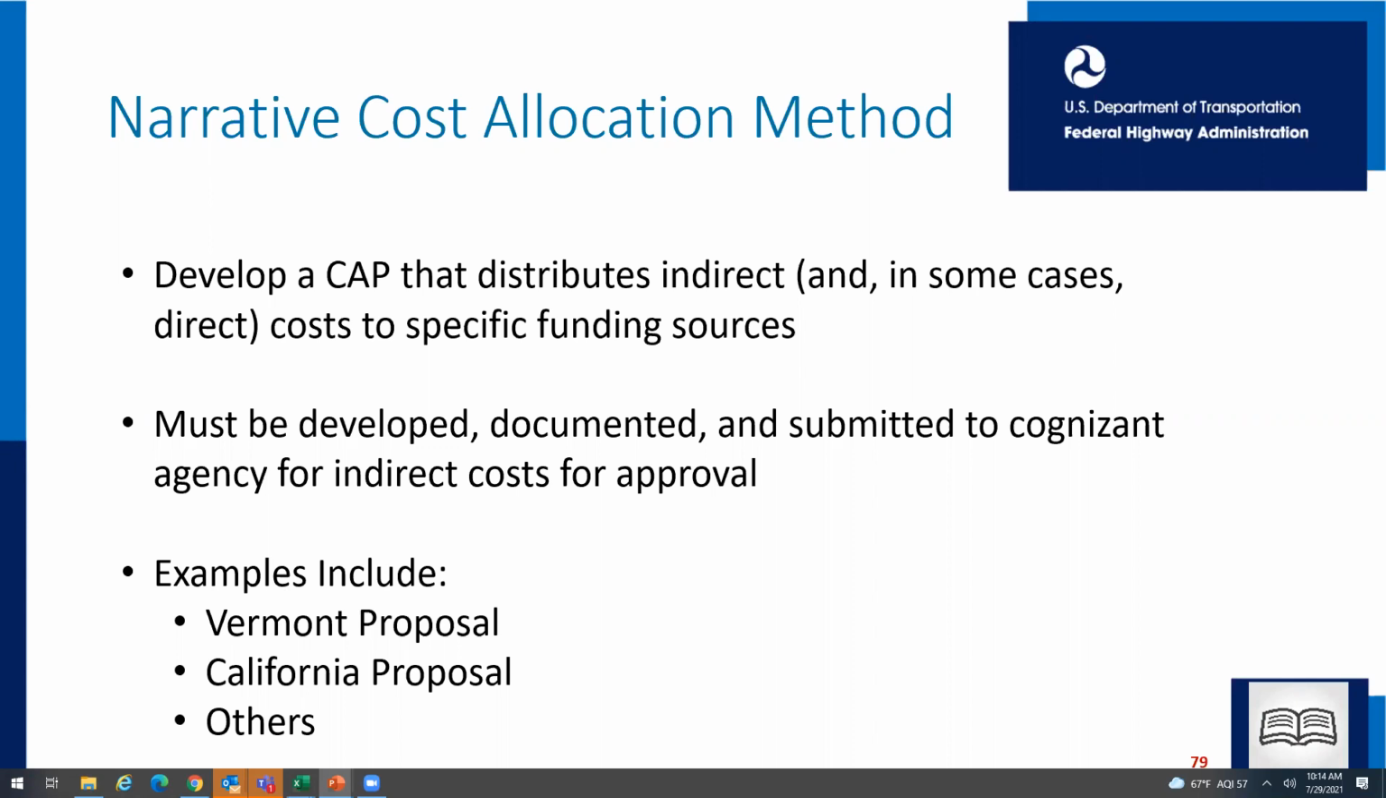We have a couple examples down here. Vermont and California both have narrative cost allocation methodologies. California's, I believe, is for the LPA program. One thing to remember, and this is in the second bullet there, it says must be developed, documented, and submitted to the Cognizant agency for indirect costs for approval. But a narrative cost allocation methodology could be for indirect costs, it could be for direct costs, and it could also be for a combination of direct and indirect costs.